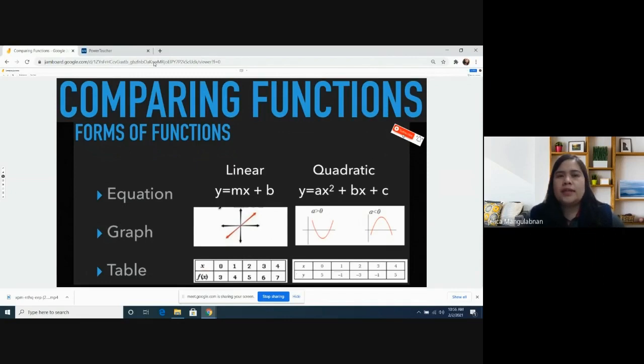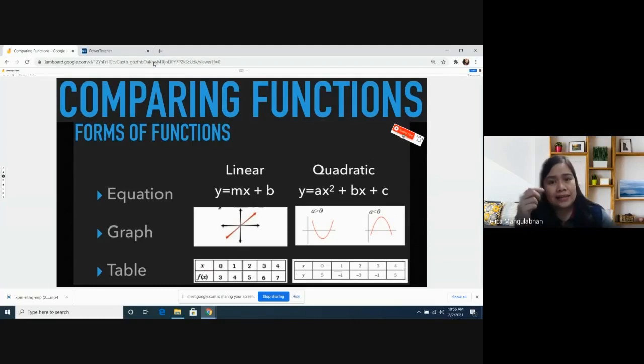Let me share my screen. So comparing functions, as I repeat the subtopics in here, we're going to compare two functions: linear versus linear functions, quadratic functions versus quadratic functions, and linear functions versus quadratic functions. During the major assessment, the given type of test mostly are multiple choice. If you know the key features of each function, we can easily identify the correct answer without solving it.